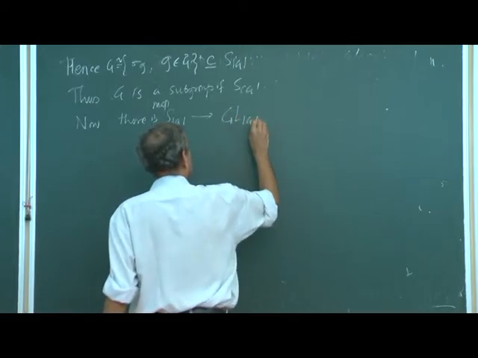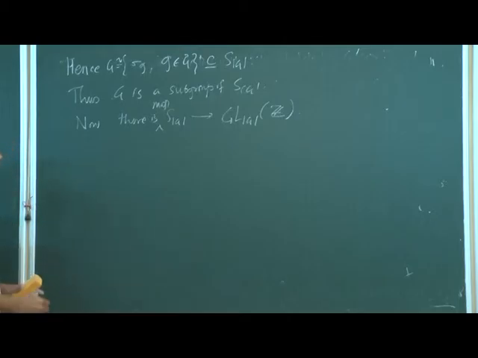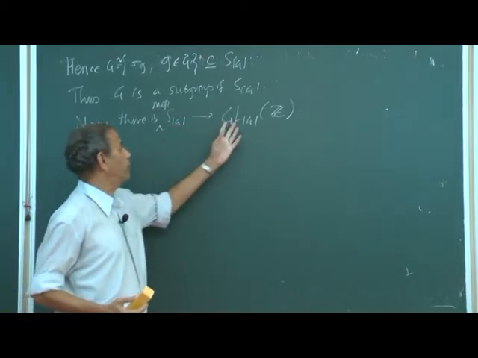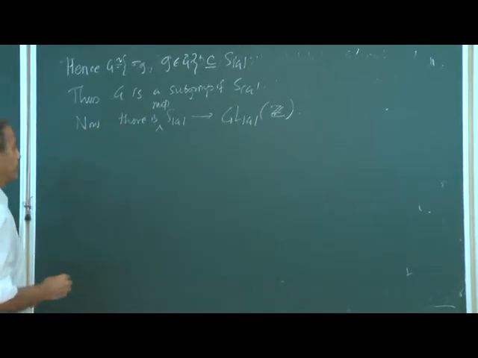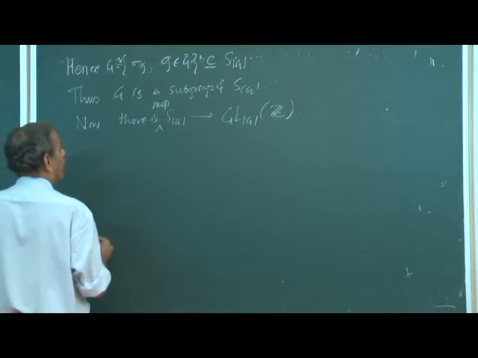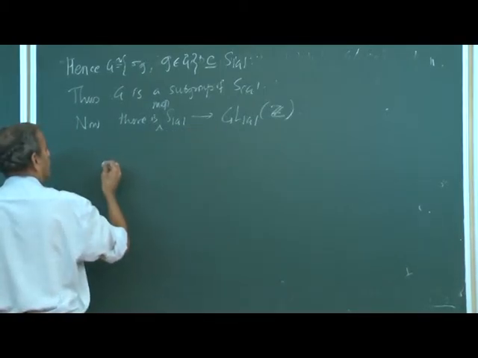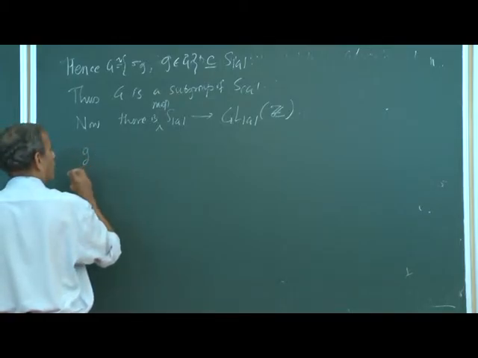Now, there is a map S mod G to GL mod G Z. Let me explain what it means. What we are going to do is take a permutation of G and map it into an invertible matrix, which is a permutation matrix.